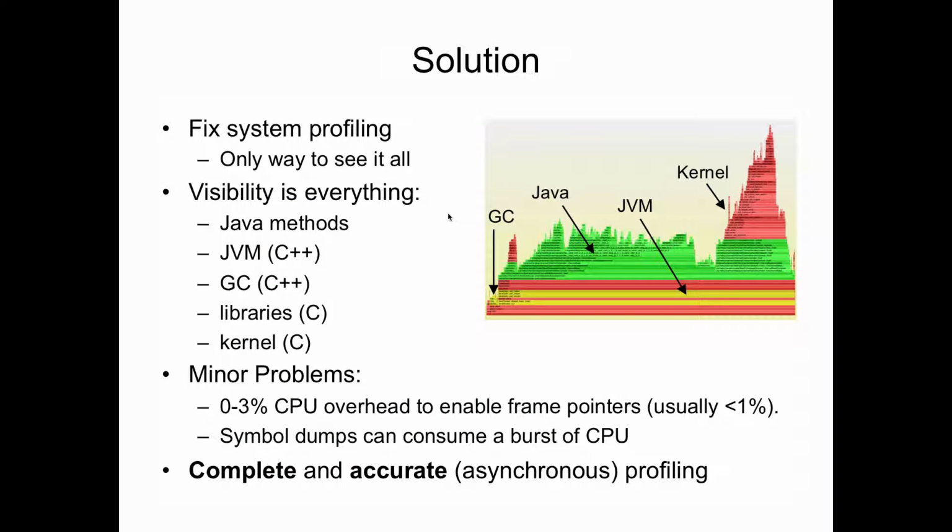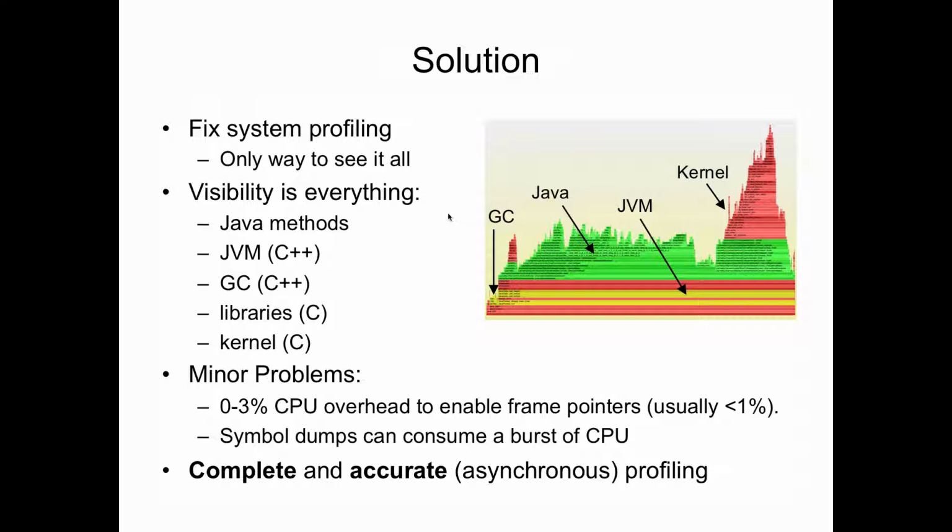So the solution was to fix system profiling. You can't really fix Java profiling because it's running as a user-level process. In fact, the way to fix Java profiling is you get Java to call into the kernel and get it to do it, at which point it's using a system profiler. It's the only way it's going to get the privilege to asynchronously interrupt everything.